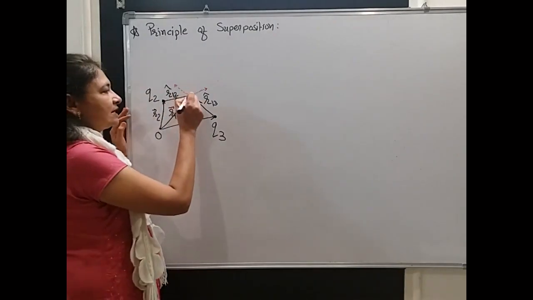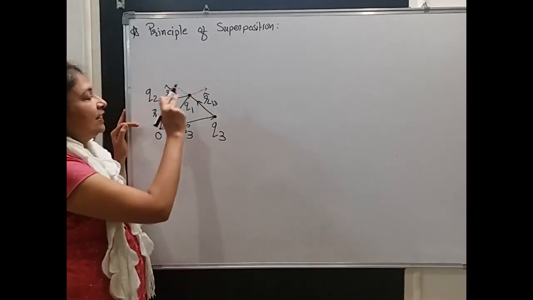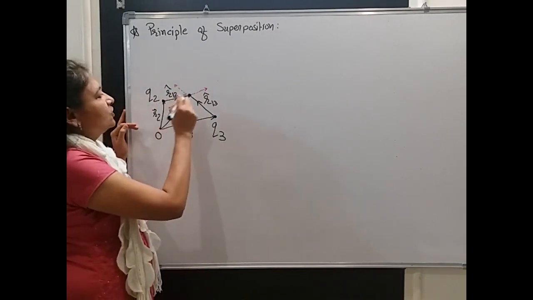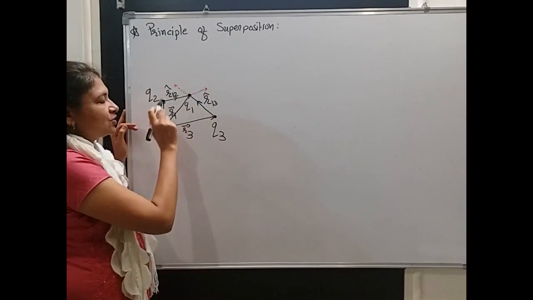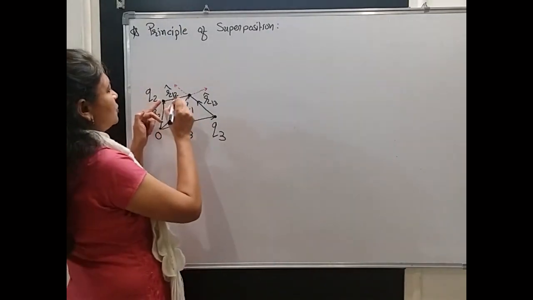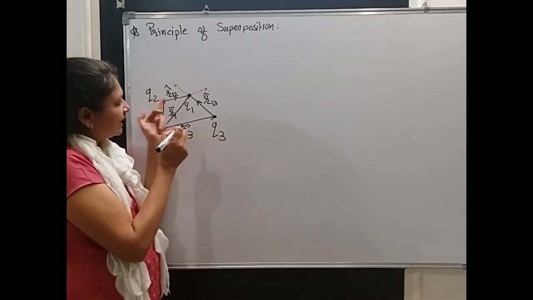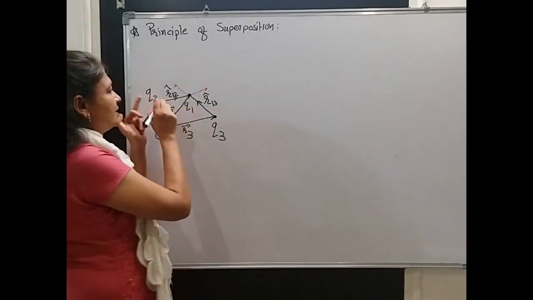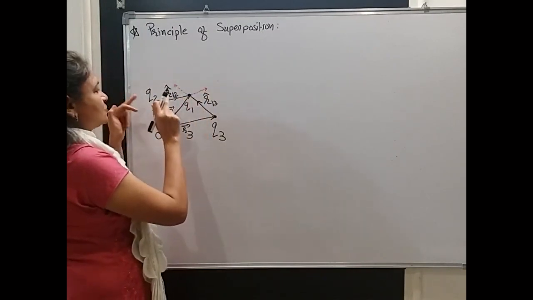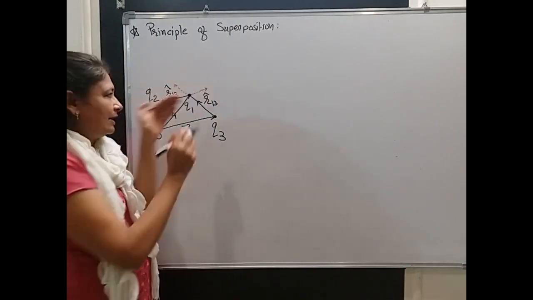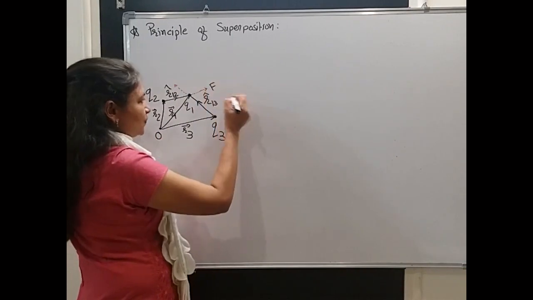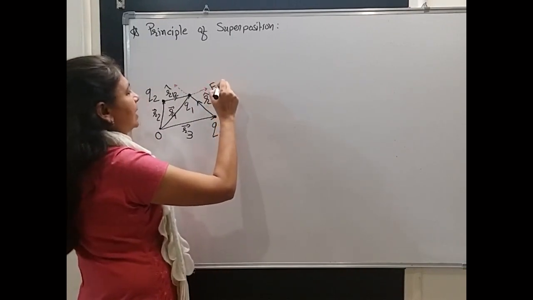Now, once again, I want to find the net force acting on charge Q1. Who will exert it? Q2 will exert the force. What will be the direction of force? Here, I am considering all the charges to be positive. So Q1 and Q2 are like charges, so they will repel. As it will repel, it will push it away from itself. So Q2 will push Q1. It will be in this direction, so this is the direction of force on 1 by 2.